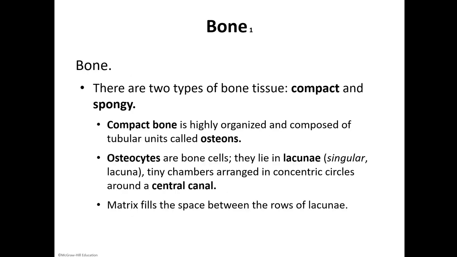Bone. Compact bone is made up of osteons, whose bone cells are also known as osteocytes. Osteocytes are mature bone cells located within the lacuna of a bone. The lacuna are small pits or open cavities where the cells are located. Matrix fills the space between the rows of the lacuna.